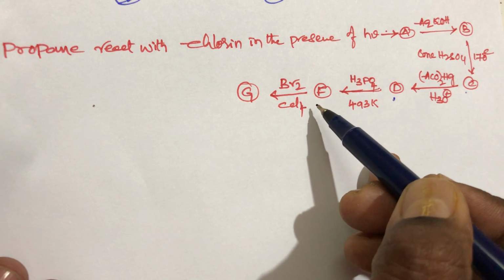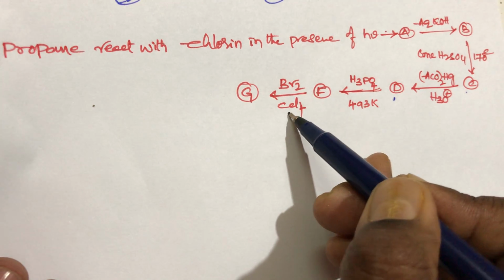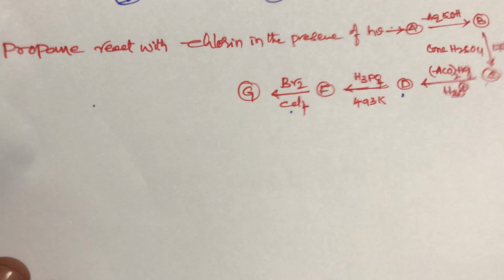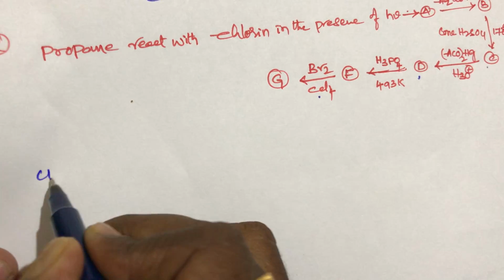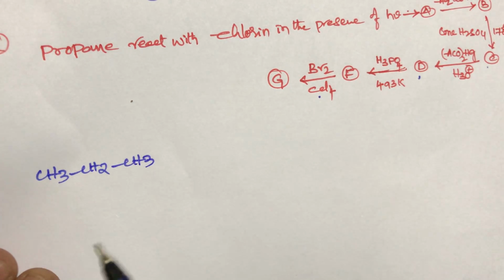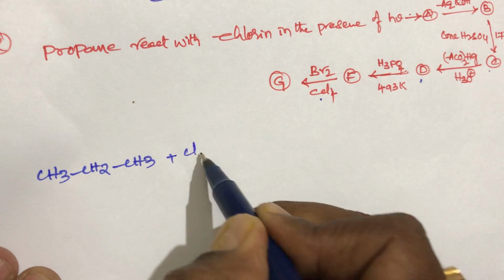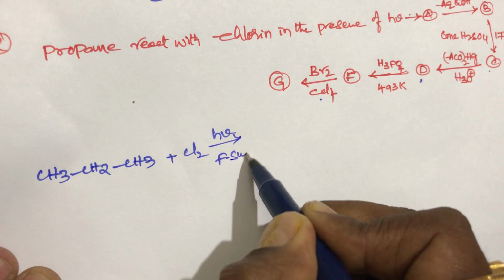When F compound reacts with bromine in the presence of non-polar solvent, Br2 in CCl4, what is G compound? So, simple trick students, the simple conversion. So that is propane. Propane means CH3 single bond CH2 then CH3. This is propane. When propane reacts with Cl2 in the presence of sunlight, it undergoes free radical substitution reaction.